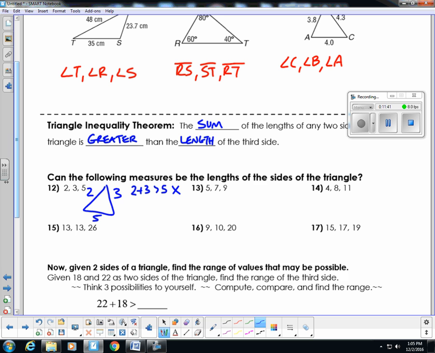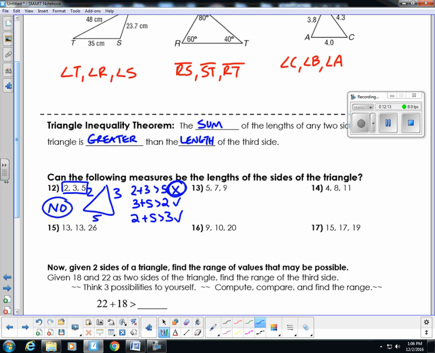Then I'm going to try the other combinations. 3 plus 5, is that greater than 2? Yes. And then 2 plus 5, is that greater than 3? Yes. But guys, this combination of side lengths does not make a triangle because of this right here. We have to have a check mark on all three instances for us to be able to say that those are the lengths of the sides of a triangle.